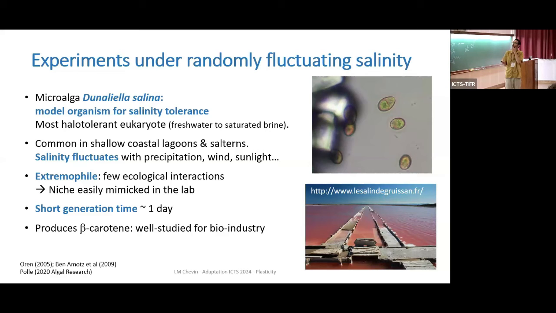Then it's common worldwide in these shallow waters that are very salty. So their salinities, I think, fluctuate quite a bit with precipitation, wind, and sunlight, etc. It's not like in the sea, of course. So you could argue that because it's an extremophile, it doesn't have very many interactors in its ecological niche. So when you're studying its environment, modifying salinity, temperature, these types of things in the lab, it captures a big part of its true niche. Of course, when you go down in salinity, then it's encountering many more species. Okay, and generation time is pretty long for a microbe, but still, I think you can do experimental evolution with them.